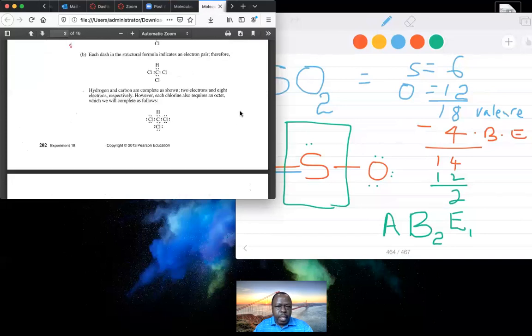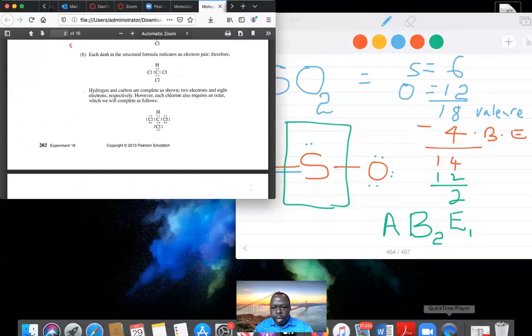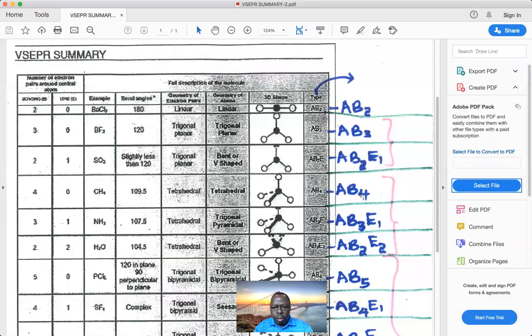Again, where am I getting that? It is from my general equation here. It is of this type, AP2E1. Molecular geometry here is bent or V-shape, and then the geometry of electrons, this is electron domain geometry. This is molecular right here.